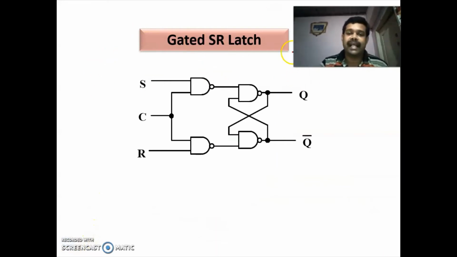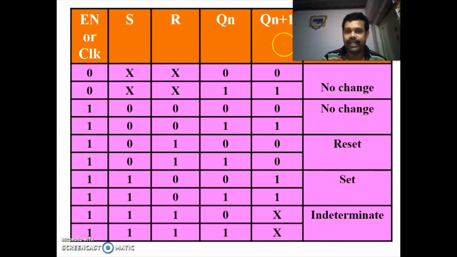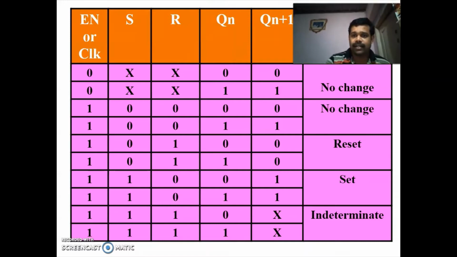And in an SR latch, S is equal to 1 and R is equal to 1 is a forbidden state. We should not give the input S is equal to 1 and R is equal to 1, and it is called a forbidden state. So this is the truth table of the SR latch or SR flip-flop. This is the enable or clock.